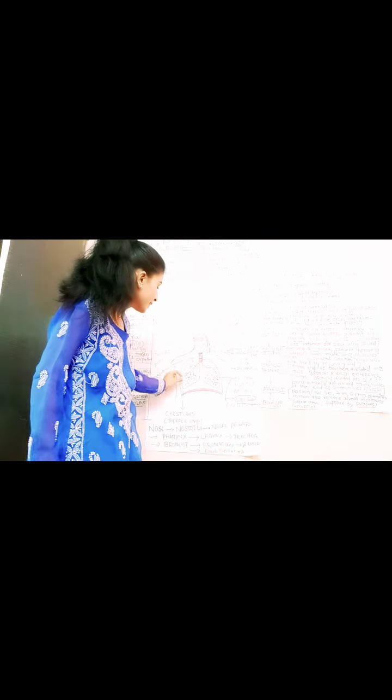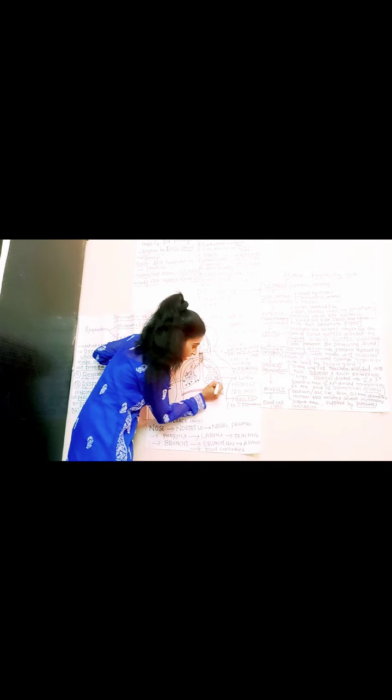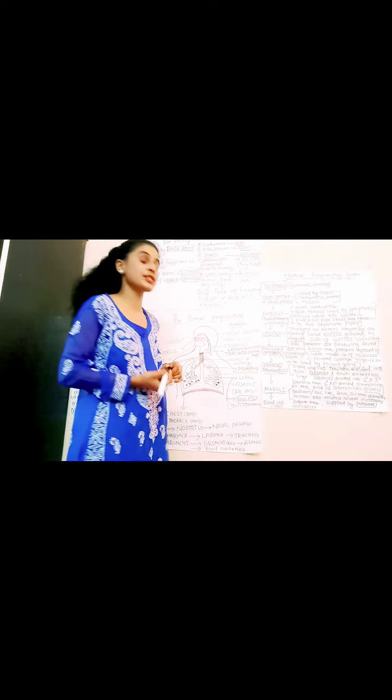At the end of the secondary bronchi or tertiary bronchi, you can see a balloon-like structure or an air sac-like structure. And that balloon-like or sac-like structure is called your alveoli, where the actual exchange of gases takes place.